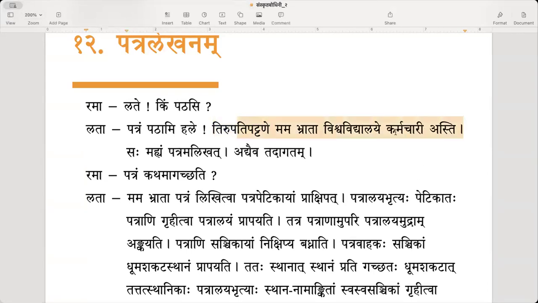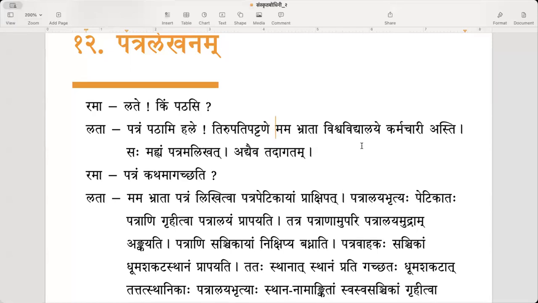So mama bhrata karmachari asti vishwavidyalaye: my brother is an officer, a staff in the university. A university staff. Karmachari is a staff? Okay. Administrative staff. If he was a teacher, it would have been written as adhyapakaha ityadikam. But because it says karmachari, you take it as a worker, administrative staff. Okay.